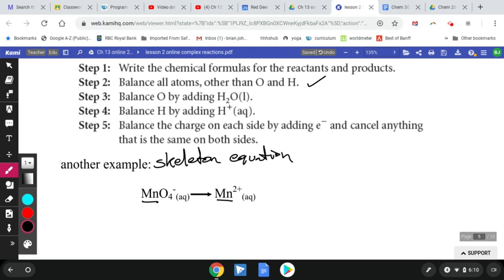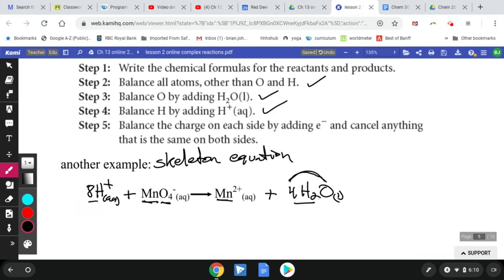So now we go after oxygens first by adding water. 4 oxygens, 4 waters. Now we've got our 4 oxygens. Now I've just introduced 8 hydrogens, and there's no other hydrogens, so I need 8 hydrogens on the opposite side. They're aqueous hydrogen ions. Everything's balanced: 1 manganese, 1 manganese; 4 oxygen, 4 oxygen; 8 hydrogen, 8 hydrogen.